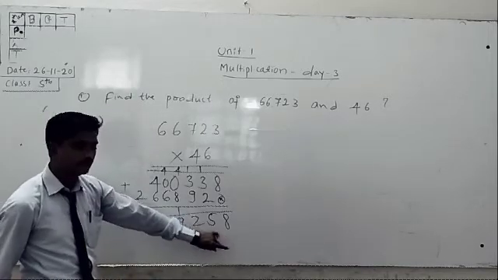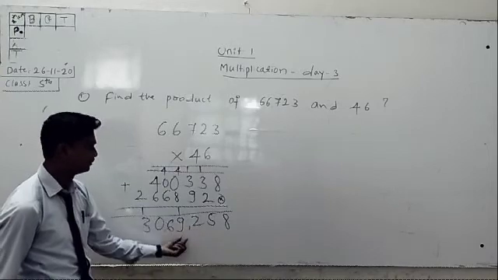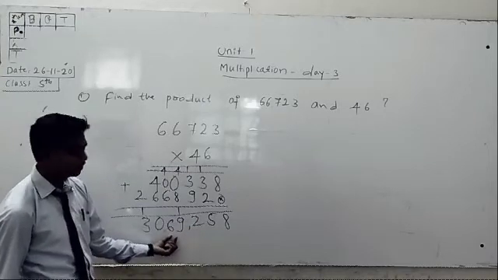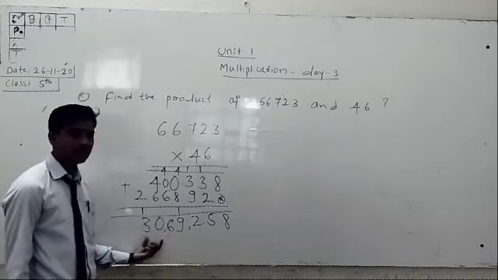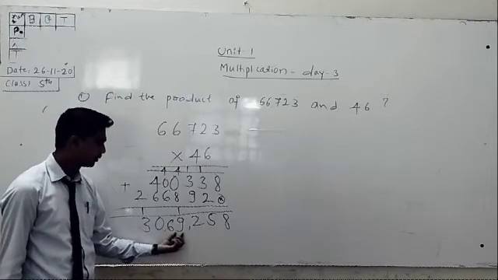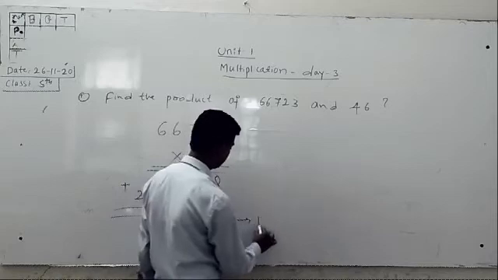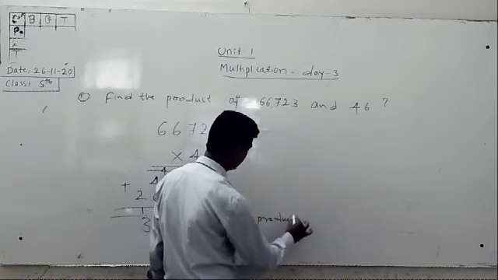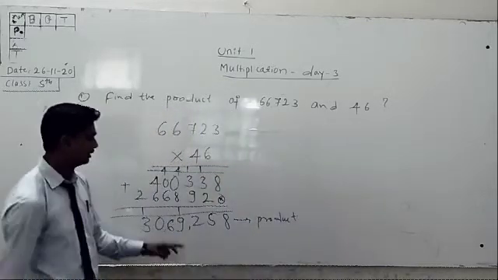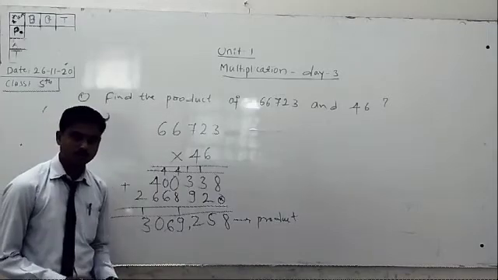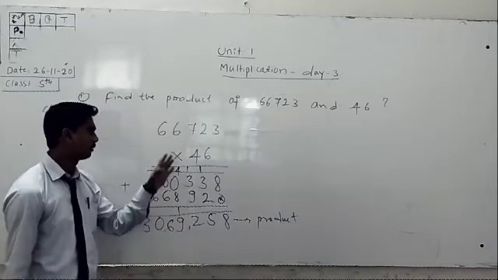Then you need ones, tens, hundreds, thousands, ten thousands, lakh, ten lakh, 30 lakh, 30,69,258. This is the product. What is that? It is the product. Understood? Any doubt? Okay, all of you solve this one.